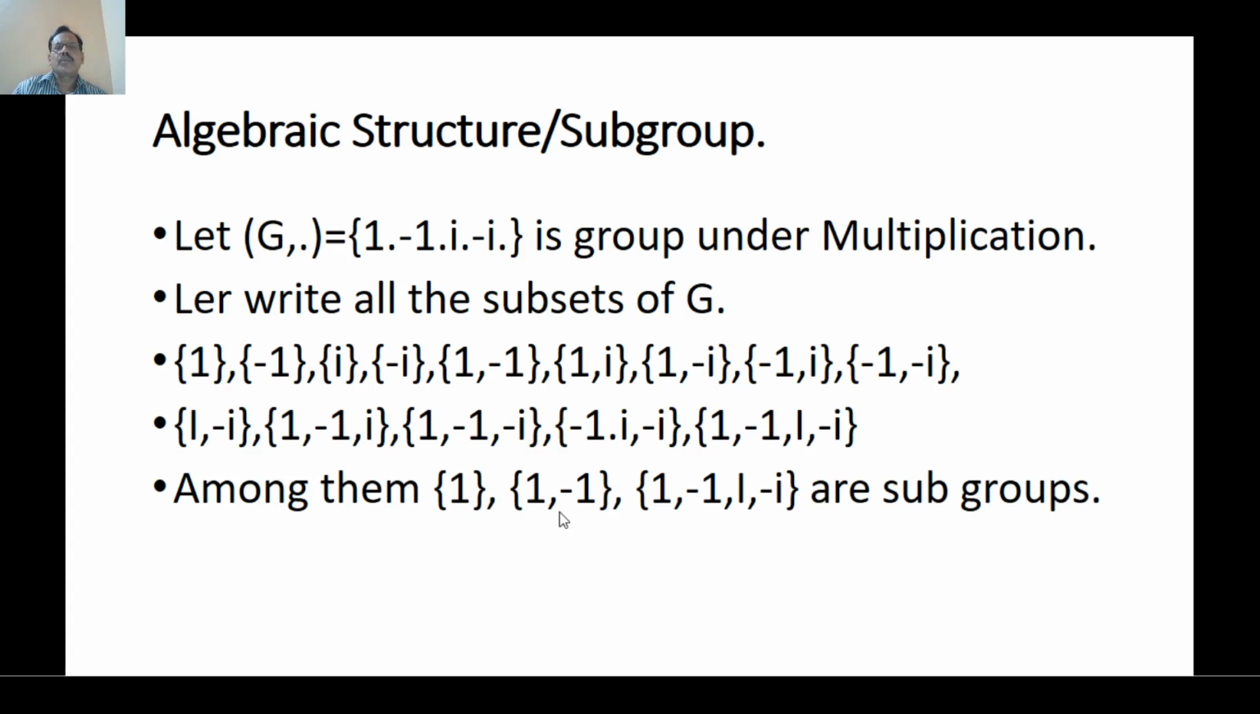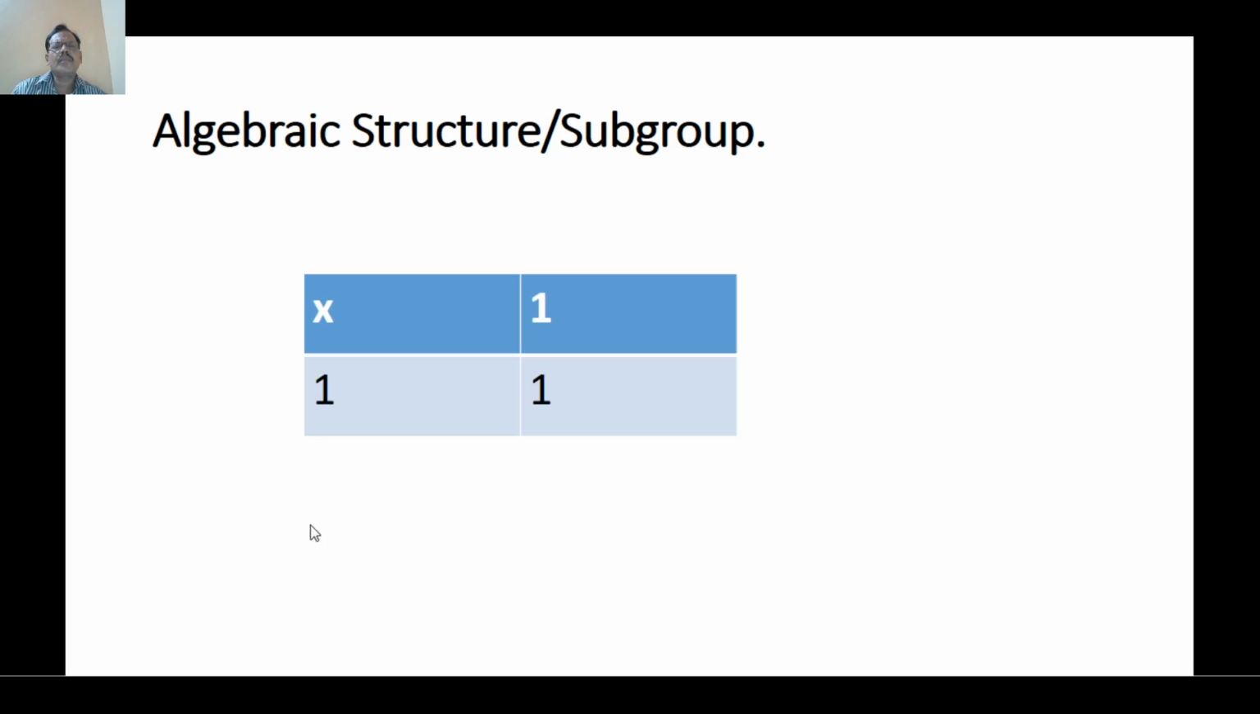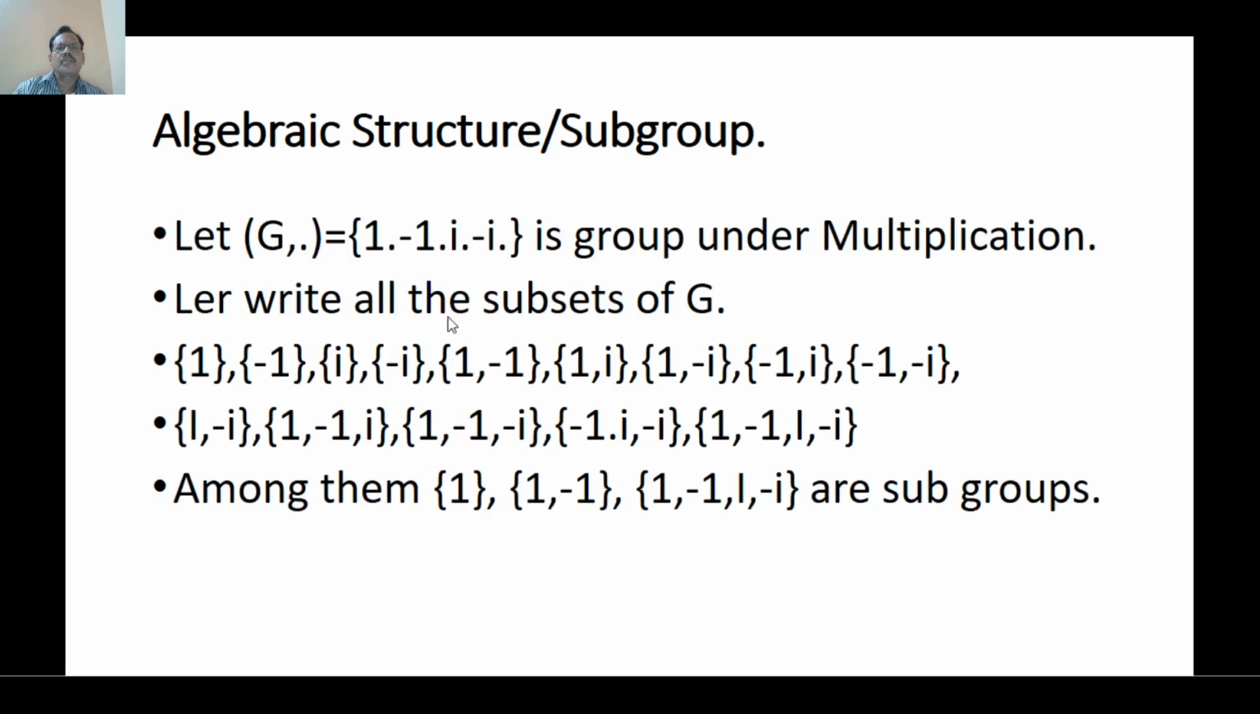So totally there are three subgroups of G, and here the first one and the last one are called improper subgroups, and this is the only proper subgroup of G. So this is the table for this one. In total we have {1}, {1, -1}, {1, -1, i, -i}. These are the only three subgroups of G, and the first one and last one are called improper subgroups, and the second one is called the proper subgroup.